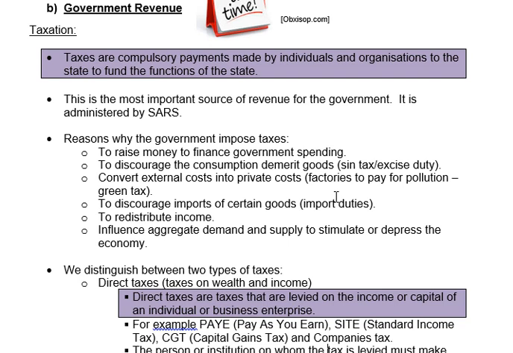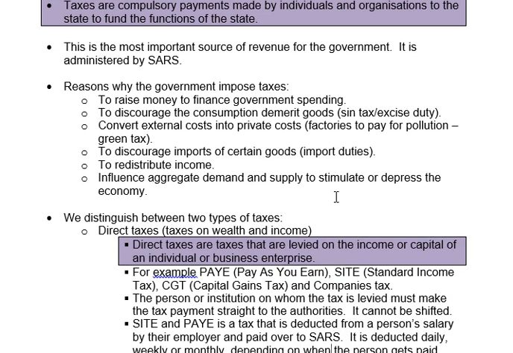As I said, taxes are the most important source of revenue for the government by far, and they are administered by SARS, South African Revenue Services. If you don't know that, write it down. SARS, South African Revenue Services. That is the government organization that is responsible for collecting the taxes.